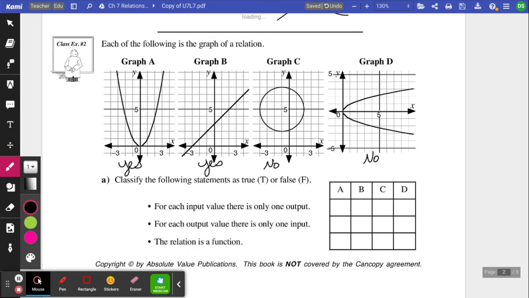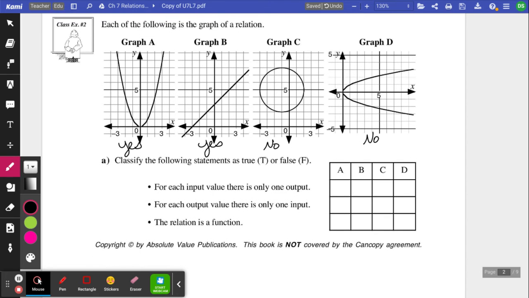Do you see that for every value in graph A, no matter where, pick an x value for A, anything between -4 and 4, pick one. 4. If I look at this graph A and I look at 4, that would put me here, right? And if I go up, is there only one y value? Yeah, it's right about there. See it? Pick a different value between -4 and 4. 2. If I look at 2, I go to here on my x-axis, and when I go up, there's only one y value.